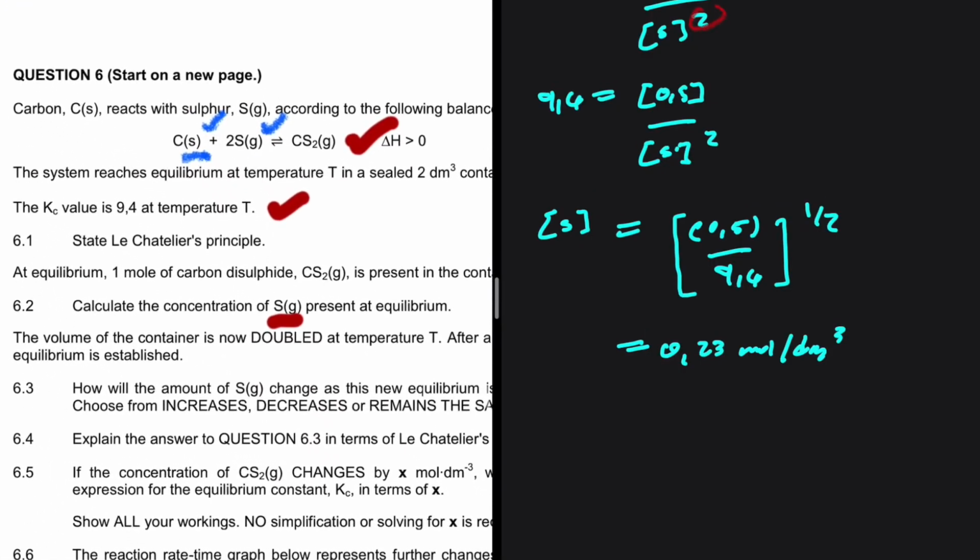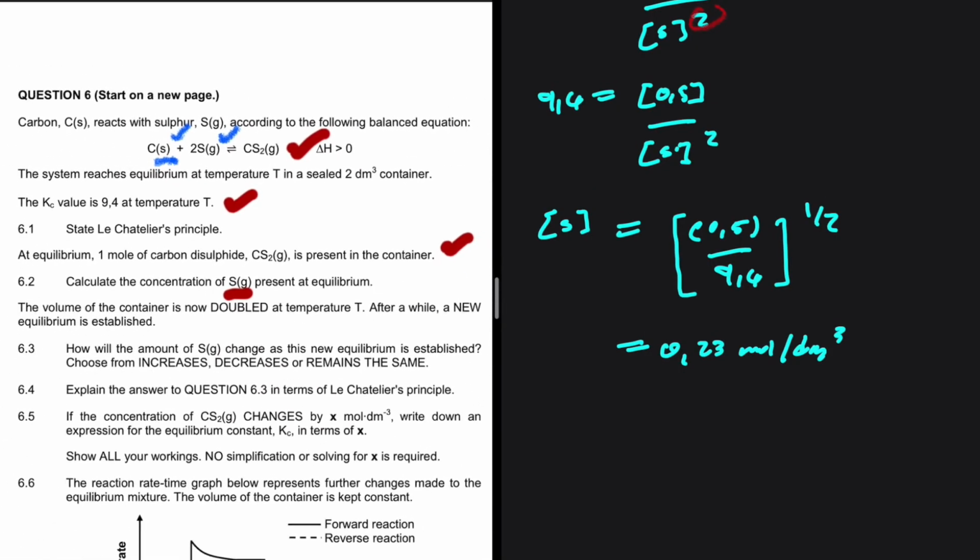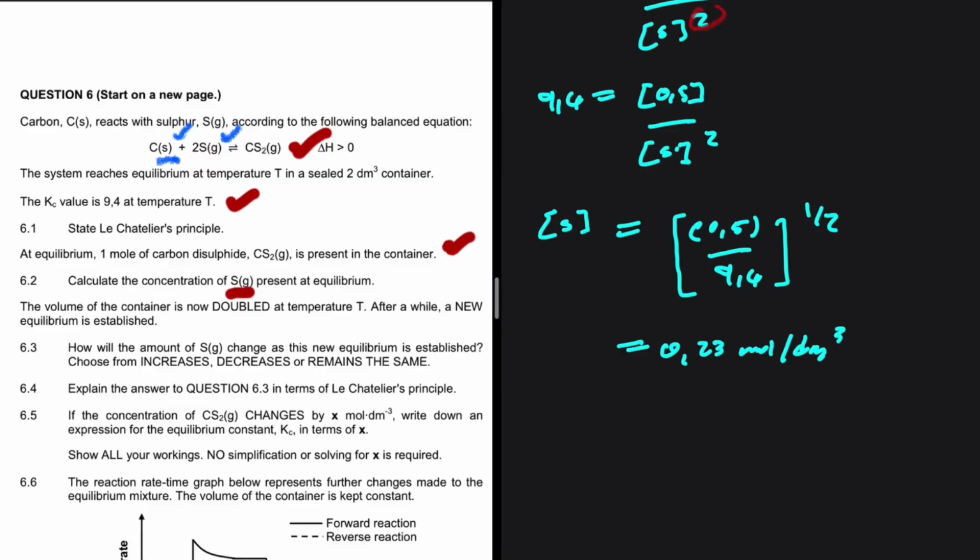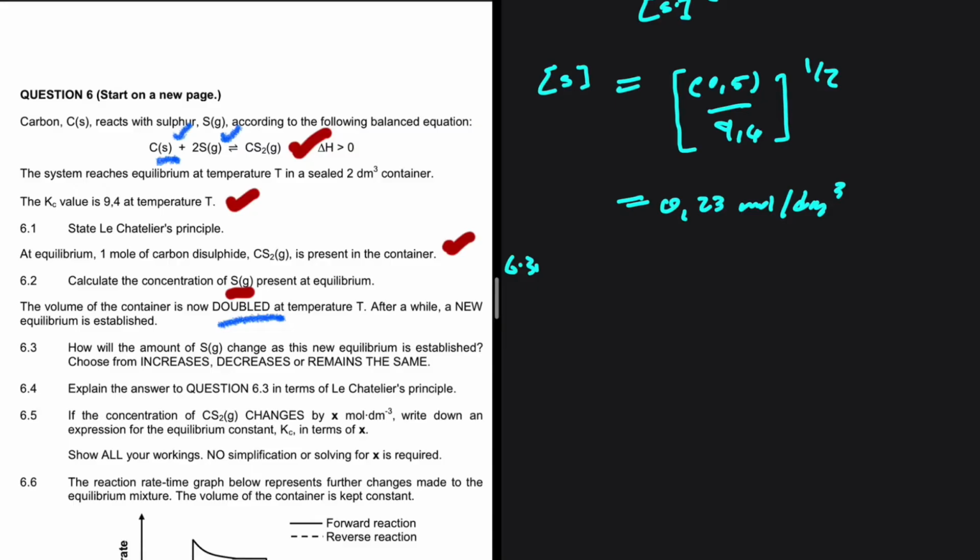Let's go ahead and take a look at 6.3. In 6.3, the volume of the container is now doubled. After a while, a new equilibrium is established. How will the amount of sulfur change as this new equilibrium is established? Choose from increase, decrease, or remain the same. Okay, let's take a look at our equation. We have carbon plus 2 atoms of sulfur to give us CS2. Well, our reaction is reversible.